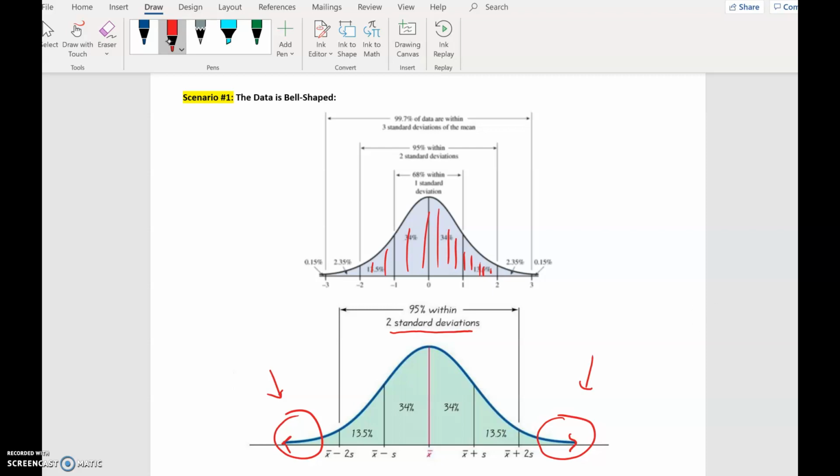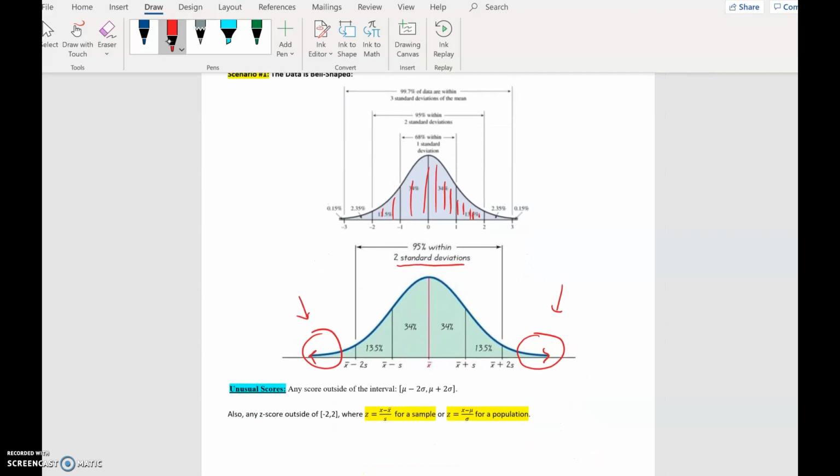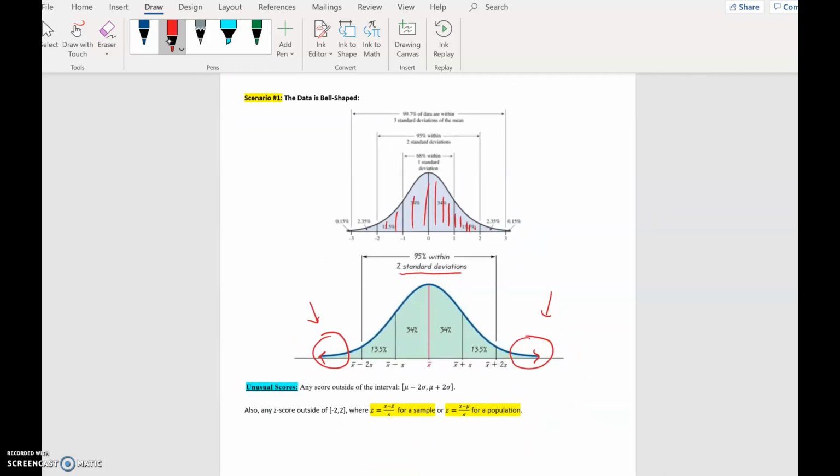distribution. Now, if we're looking at data that is bell-shaped, and they're asking us to determine if we have unusual scores, your unusual scores will be your outliers. But since we are not given information on whether all the data has been collected for a population or a sample, we're just going to call them unusual scores. Any unusual score is any score that's outside of this interval of 2 standard deviations away from the mean. Or if you were to calculate its z-score, whichever case happens to be, sample or population, it would be outside of 2 standard deviations away from the mean.